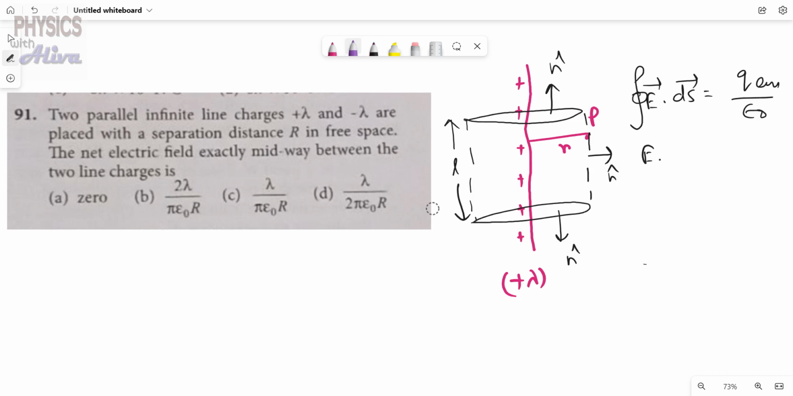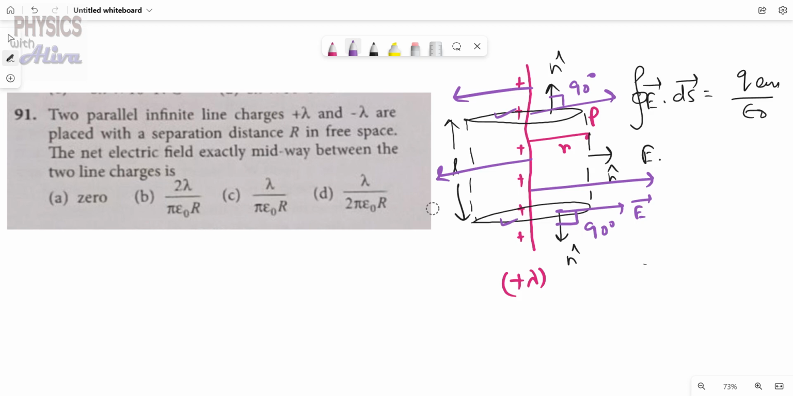We know the electric field lines from a positive charge are like this. So this is the direction of the electric field lines and this is the normal. So the angle is 90 degrees. And we know E dot ds means E ds cos theta, and cos 90 is equal to 0, right? Here it is also 90 degrees, so cos 90 is equal to 0. So for the upper and lower surfaces, the contribution in this integration is 0. Only the curved surface term survives.